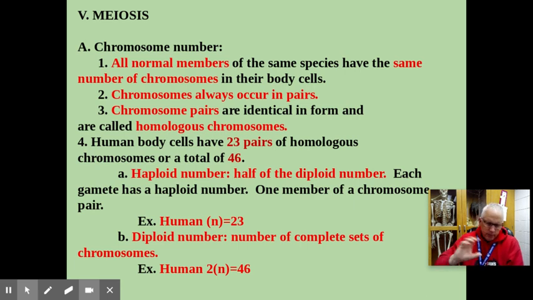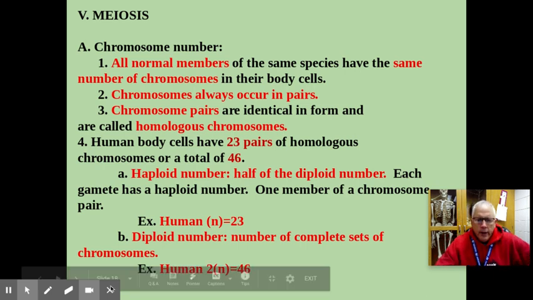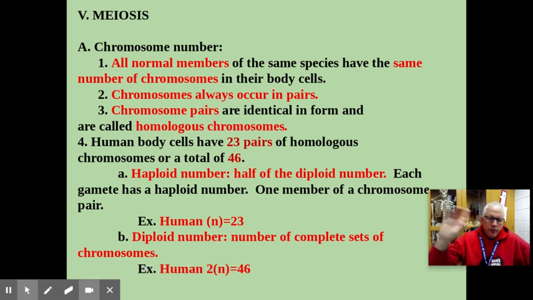Now, this is really critical to understanding meiosis. We have a haploid number. Just remember, HA, half, is half of your diploid. So the haploid number for humans is 23. The diploid number is 46. So we use a symbol. The little n means haploid, 23. If you look down here, I put a 2 in front of that n. I take whatever the n number is times 2, and that gives me my diploid number.